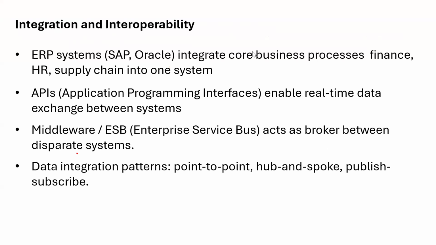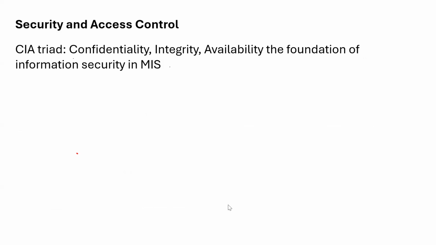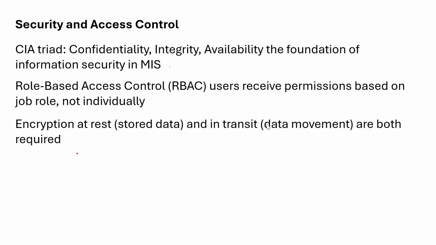Thank you. I think we should be wrapping up now. Okay, we've looked at some of the challenges: data integration patterns, point-to-point, hub and spoke, publish-subscribe, and all that. Legacy systems are now becoming more complicated and costly, and that is a challenge in the implementation of MIS. Security control: I talked about the CIA triad, confidentiality, integrity, availability, as a foundation for the security of information systems. And there must be role-based access control as well, where users receive permissions based on their job role, not on their individuality, and encryption as well.